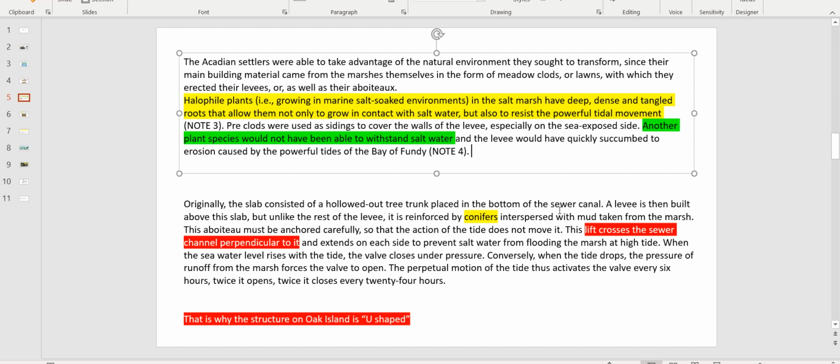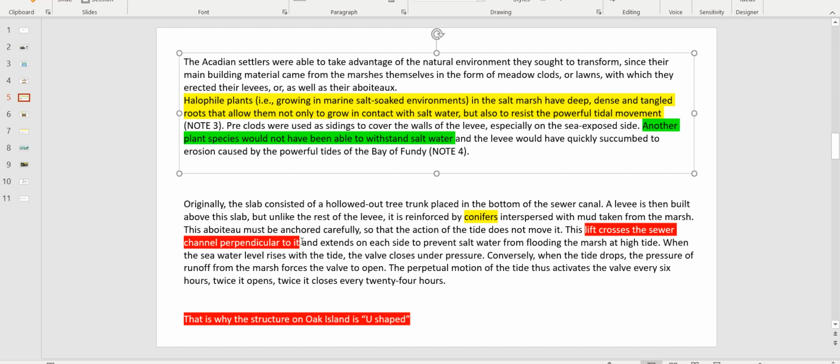So let's carry on. How did they build that thing? How did they build an aboiteau? It's a slab, consists of a hollowed out tree trunk placed at the bottom of the sewer canal. Okay, it's reinforced by conifers interspaced with mud. Maybe coconut fiber could do, or some other material. Very important here, it's in red. The aboiteau must be anchored carefully so that the action of the tide, in, out, with tons of water of pressure does not move it. This is why this lift crosses the sewer channel perpendicular to the entry pipe of water.